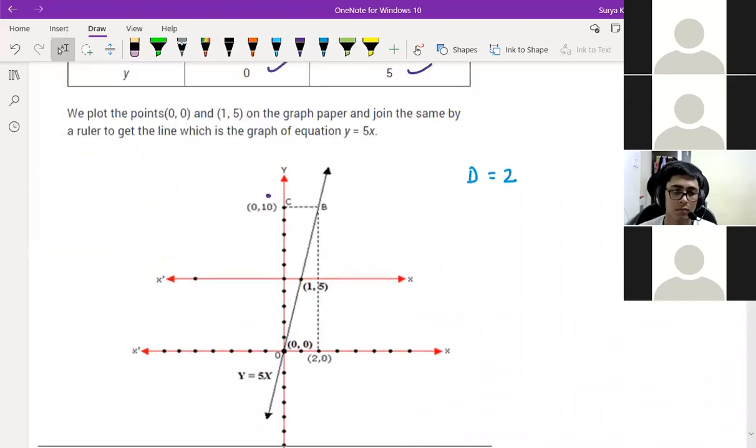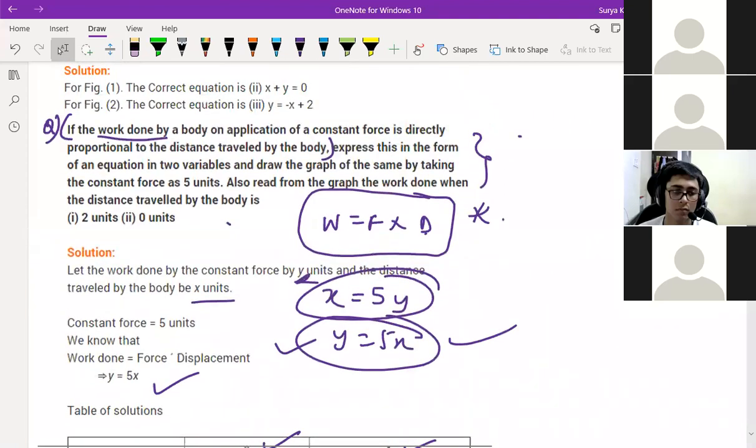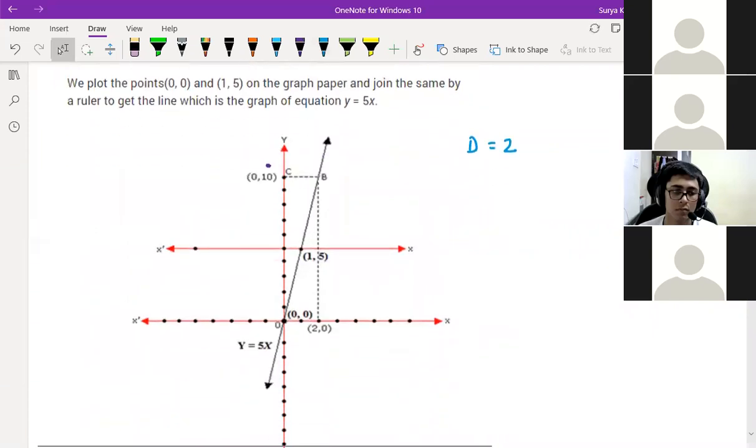See here, then y will be 10. Yeah, exactly. So see here what they are asking. Also read from the graph the work done when the distance traveled by the body is 2 and 0. You should see at 2 and 0, then you'll get to know exactly. So when distance is 2, then work done is what? 10, right? Yes. And if distance is 0, the work done is what? That is also 0. Understood or not?